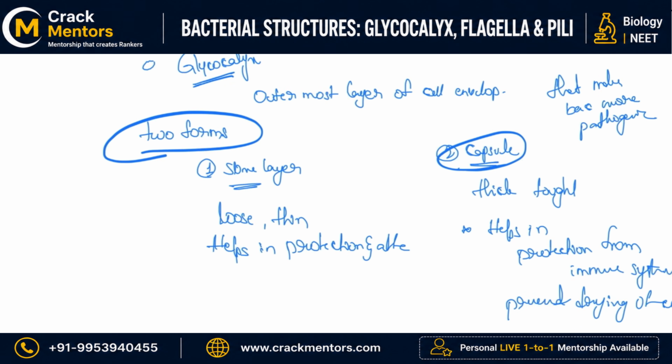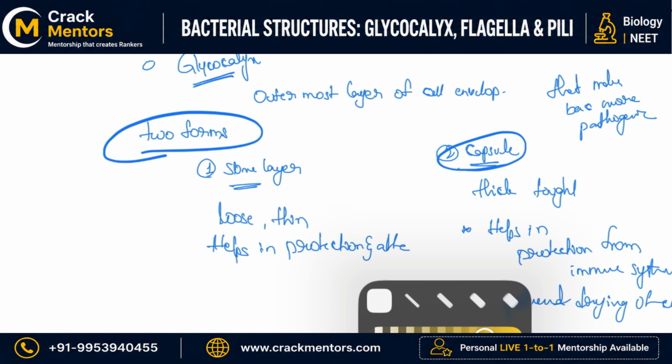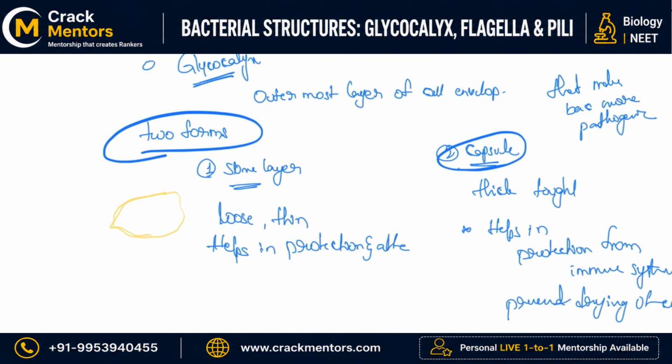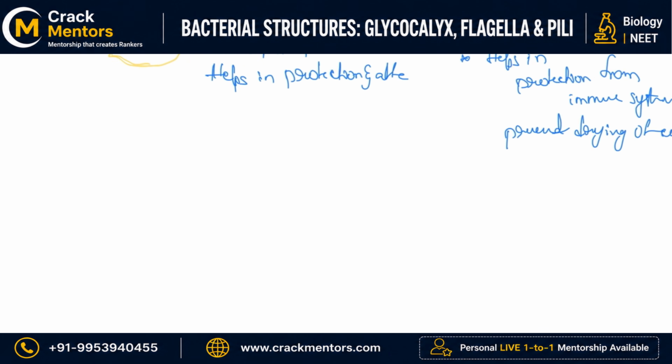So glycocalyx has majorly two forms. The outer membrane may be a slime layer or a capsule. Slime layer would be very thin, loose, a thin loose covering, which majorly contributes in protection. But whereas coming to the capsule is very thick, tough outer covering, which majorly helps it from immune system of other organisms, and this capsule makes the bacteria more pathogenic and contributes to its disease causing capability. So after the glycocalyx, the next layer is our cell wall.